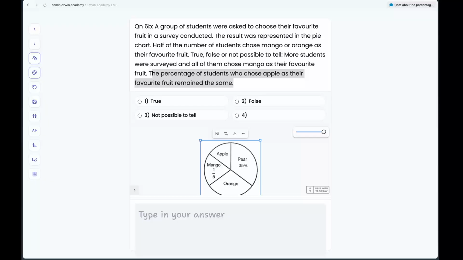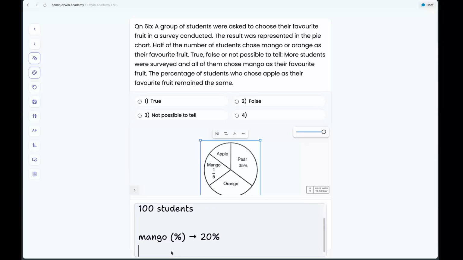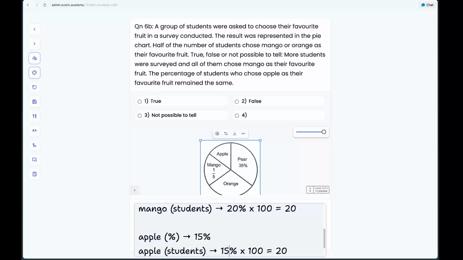So let's take total students as 100 students, right? Since mango in percentage is 20%, mango would be equal to 20% times 100, which gives us 20 students. Same goes with the apple. The apple percentage is 15%, so that means it will be 15 students.